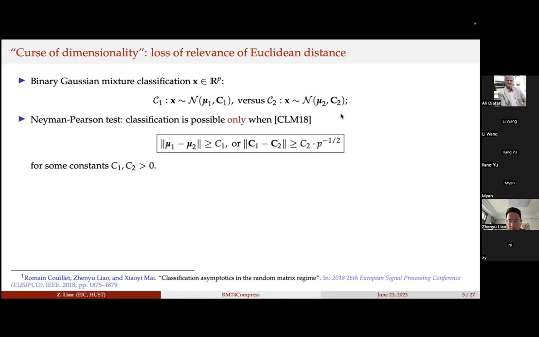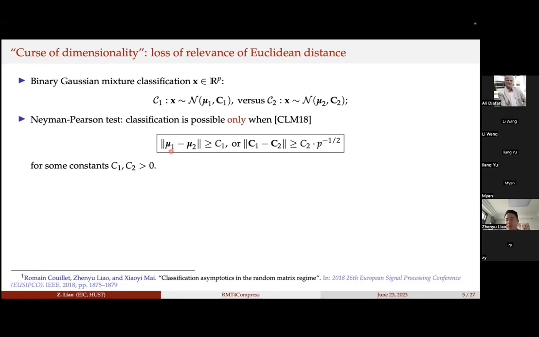After a pretty simple, straightforward calculus, we can use the Neyman-Pearson test to verify that classification of a data point drawn from the above binary Gaussian mixture is only possible if these two Gaussian spheres are sufficiently separate from each other. So this is pretty intuitive to understand.